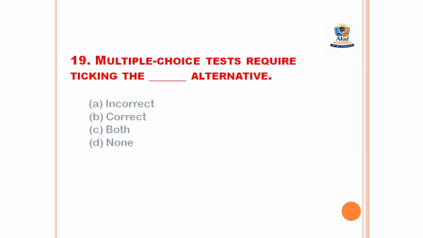Multiple choice test requires ticking the alternative. Incorrect, correct, both, none. So answer is B, correct.